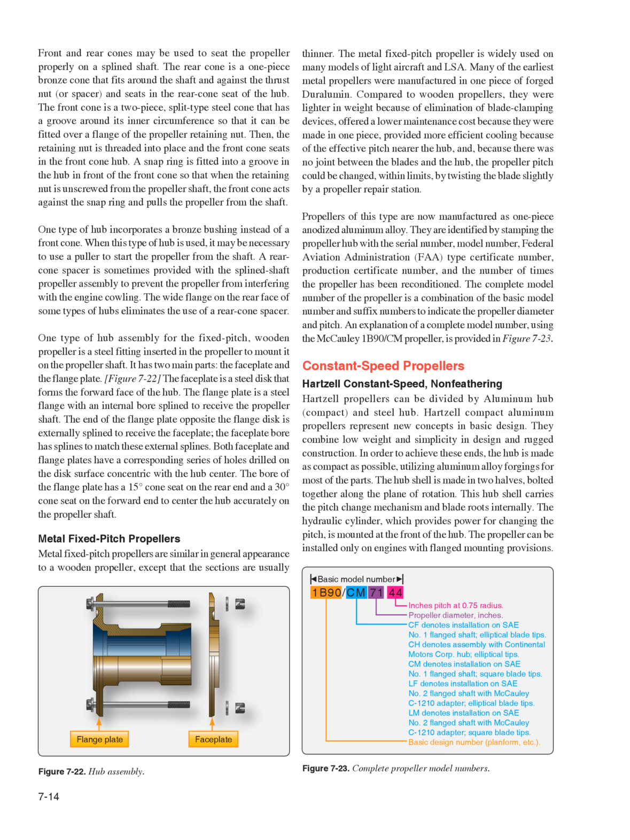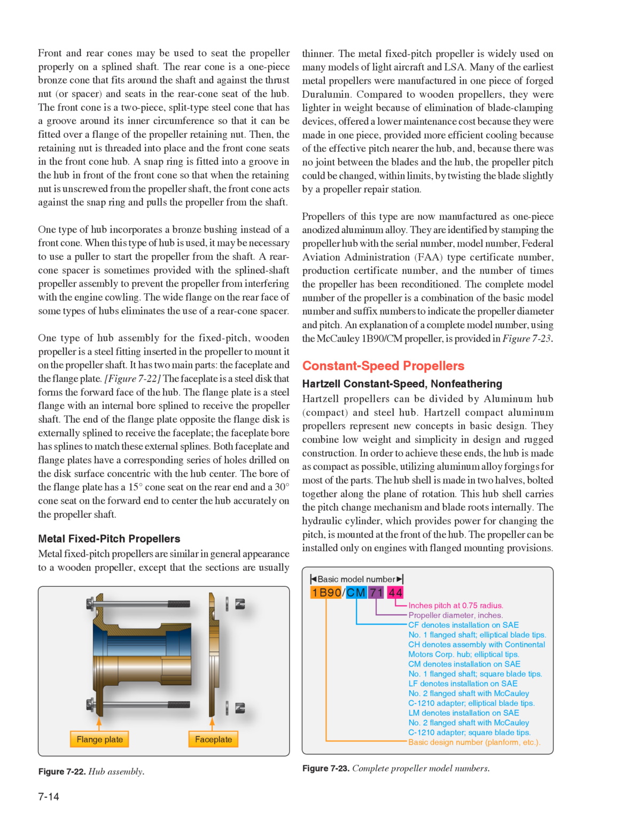Propellers of this type are now manufactured as one-piece anodized aluminum alloy. They are identified by stamping the propeller hub with the serial number, model number, Federal Aviation Administration (FAA) type certificate number, production certificate number, and the number of times the propeller has been reconditioned. The complete model number of the propeller is a combination of the basic model number and suffix numbers to indicate the propeller diameter and pitch. An explanation of a complete model number, using the Macaulay 1B90/CM propeller, is provided in Figure 723.